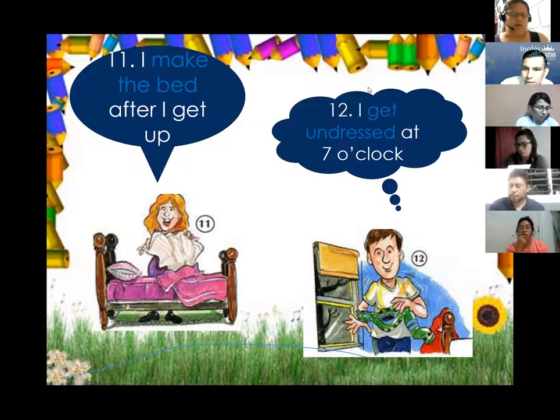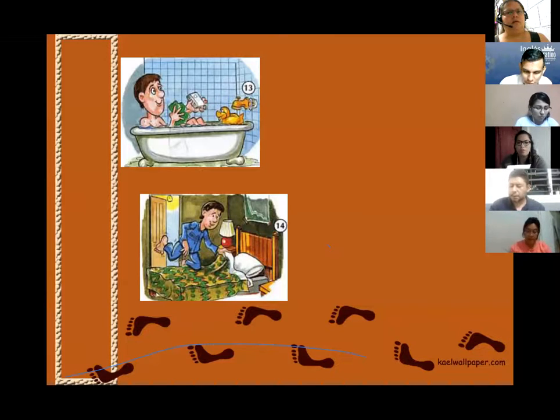I get dressed at 7 o'clock. Estamos diciendo la hora, utilizando la preposición at. I get dressed at 7 o'clock. Okay, 13: I take a bath. Es como tomar una ducha. Take a bath.